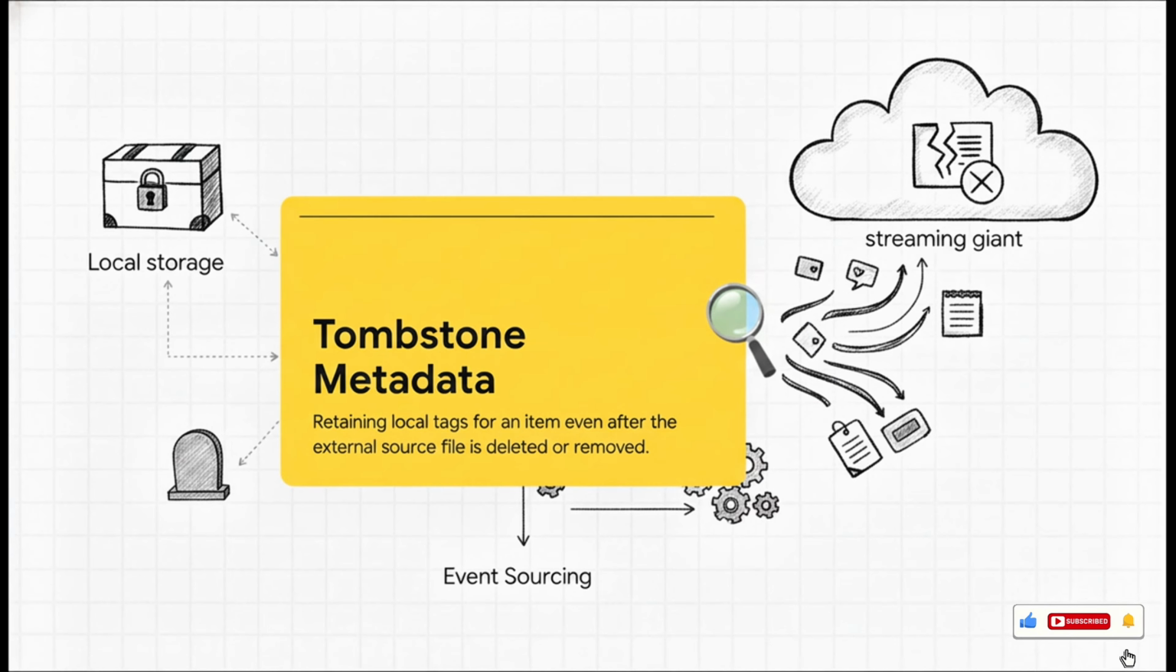This is where it gets really clever. Because Overtone is built on local first principles and event sourcing, it uses something called tombstone metadata. Because all of your tagging actions were recorded locally as events, you retain your local tags and annotations for an item even after the external source file has been completely removed by the streaming giant. You keep your valuable custom data regardless of what happens up in the cloud. You truly own your data.